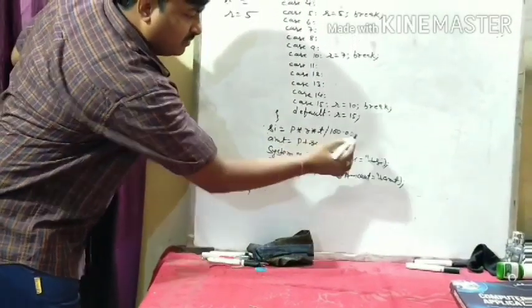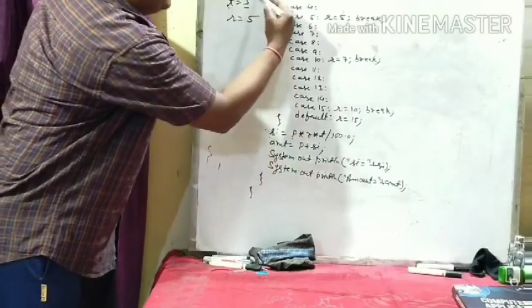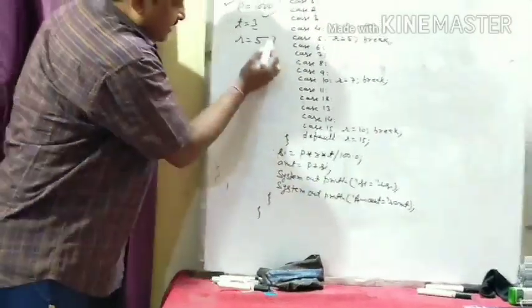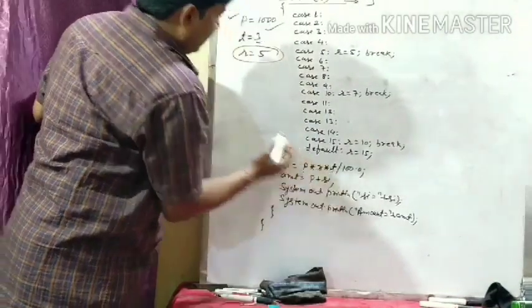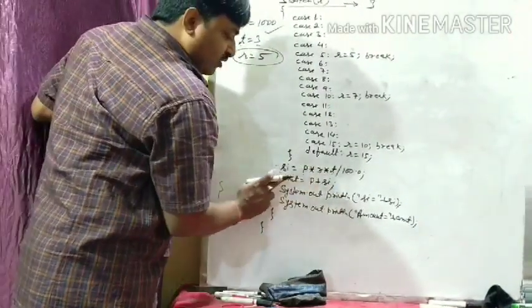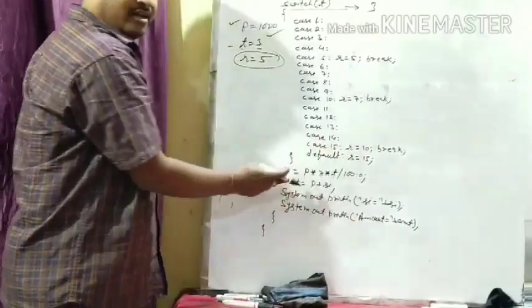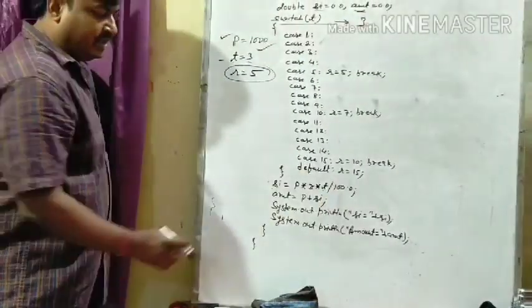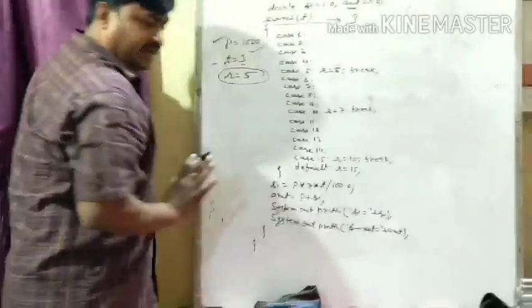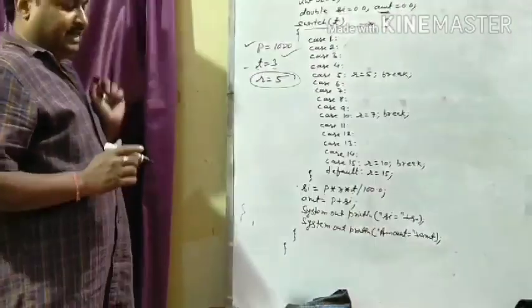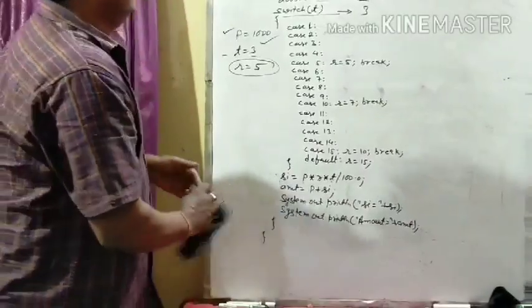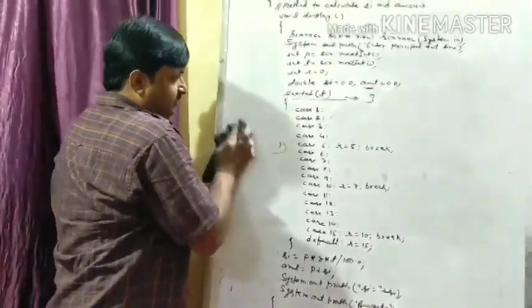SI equal to P into R into T by 100. Student, we have principal 1000, we have rate 5%, and we have time, that is 3. So we can calculate simple interest by using the formula PRT by 100, and amount equal to P plus SI, and we will print the simple interest and amount in this way. Let's take some other example.